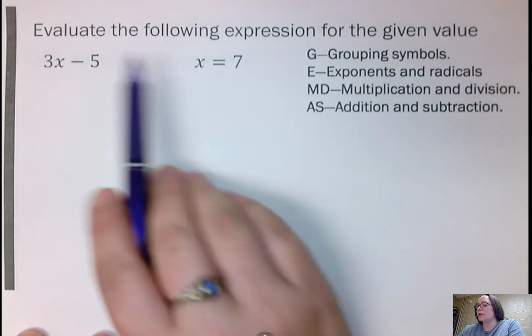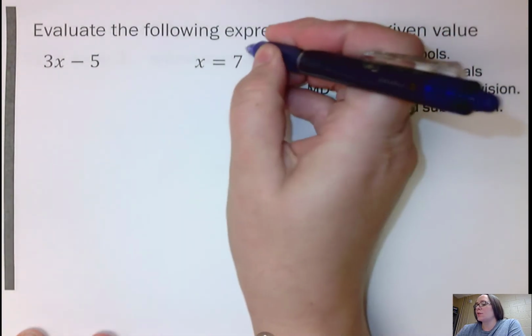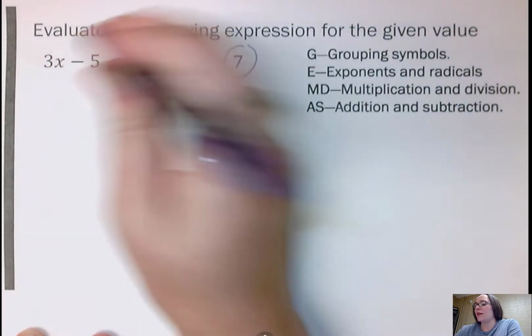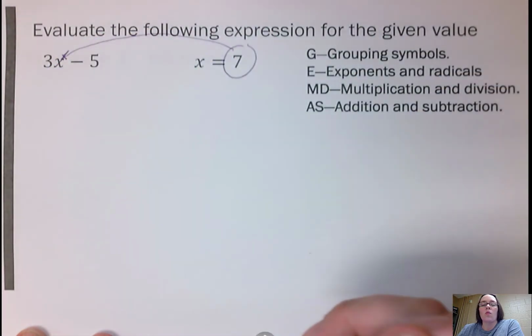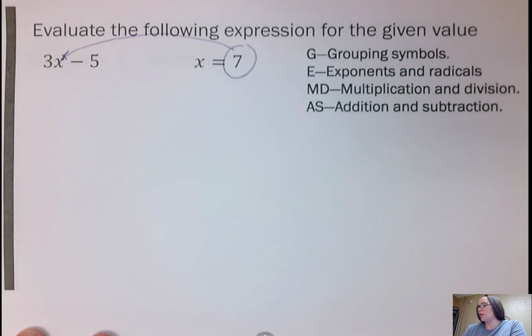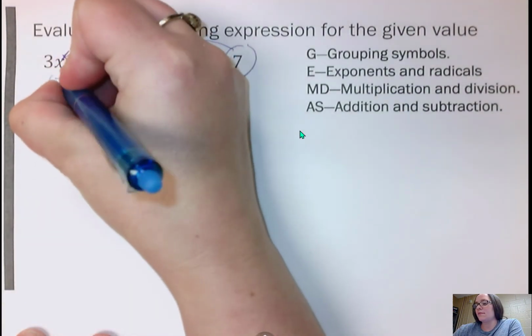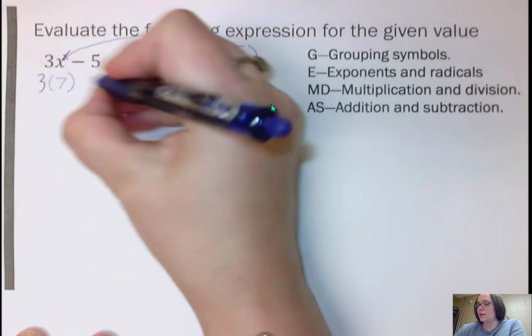All right, so we are given a value of x is equal to 7. So all this tells me is that wherever I have an x, I am replacing it with 7 in this case. So my x is 7. But everything else is staying the same.